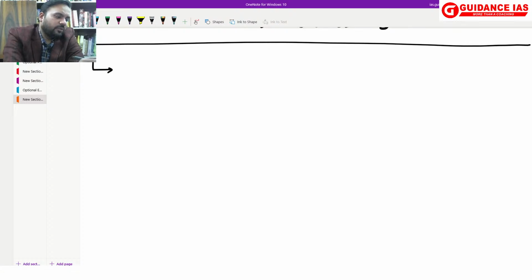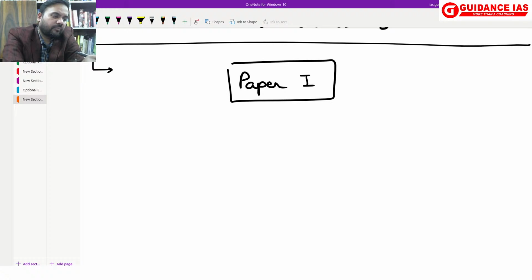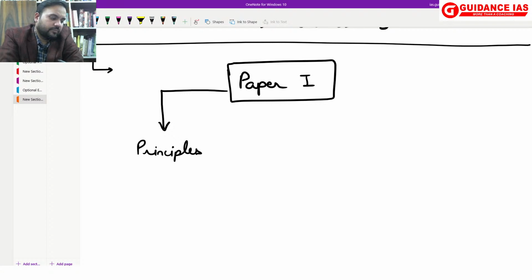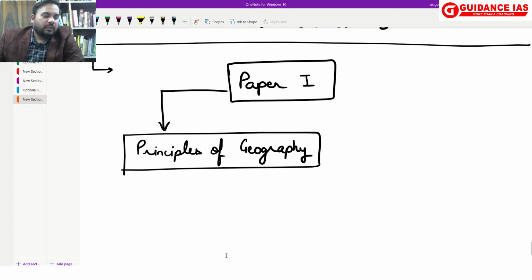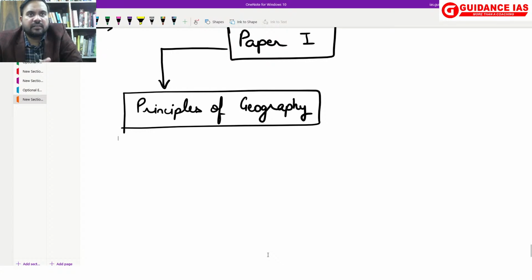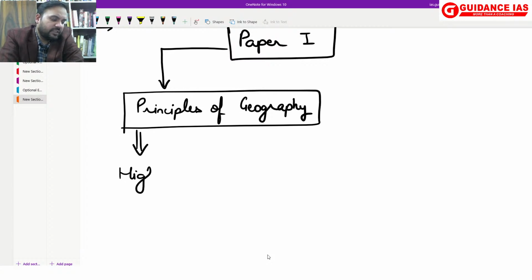So coming to paper 1. Now very clearly in paper 1, as it is written, it is the principles of geography. And you know what is the concept or what is the aspect related with principles. Paper 1 is a subject which is highly theoretical.